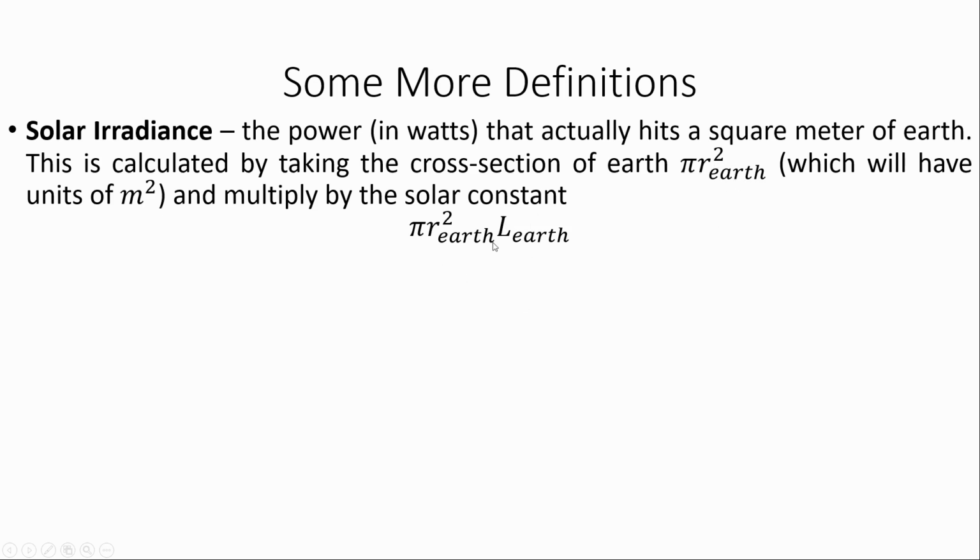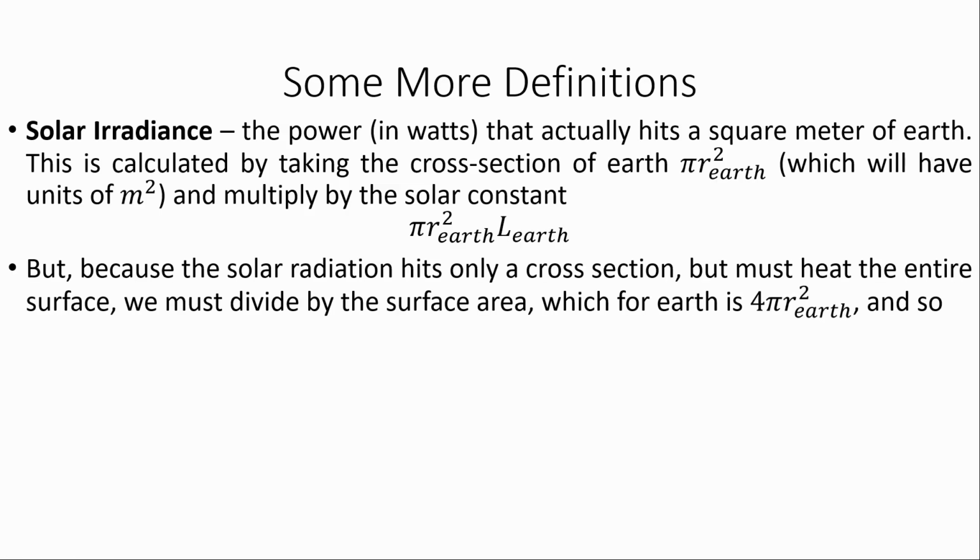Then we want to multiply this by the solar constant at Earth. And so that gives us this right here, this pi r squared times L. But because the solar radiation hits only a cross section, but must heat the entire surface. So remember, the cross section is just the circle that you could see if you were looking at the Earth from a particular direction. But the Earth is spheroidal, so we actually have to heat the entire surface, which is the 4 pi r squared.